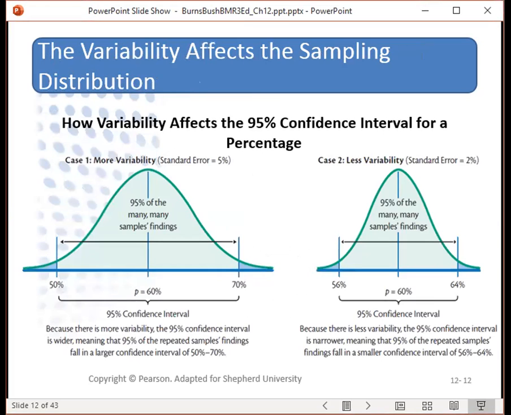Variability also affects the width of our confidence level. When we have less variability, then our standard error will be smaller, and we will have a smaller confidence interval. As shown on the right, we have a confidence interval of 56 to 64% when our standard error is 2%. Whereas if our standard error, because of increased variability, rose to 5%, our confidence interval jumps from 50 to 70%.